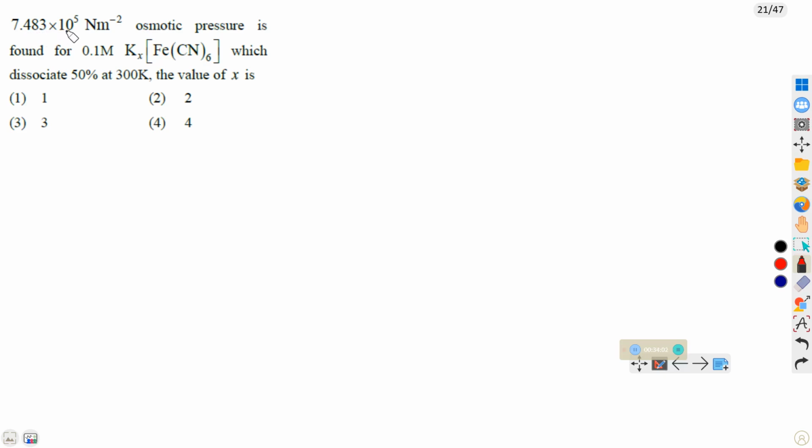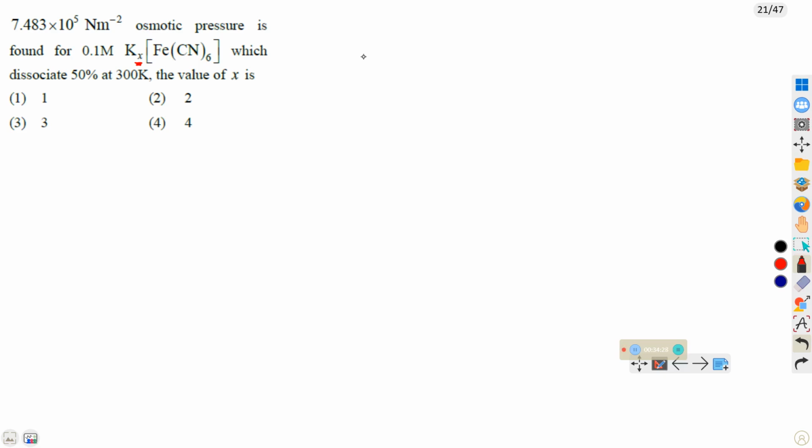7.483 into 10 power 5 Newton meter power minus 2 osmotic pressure is found for 0.1 molar KxFe(CN)6, which dissociates 50% at 300 kelvin. The value of x is? Calculate the value of x.